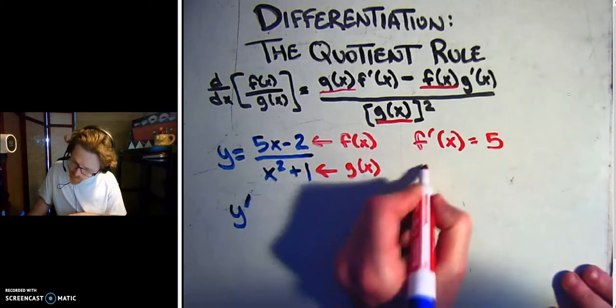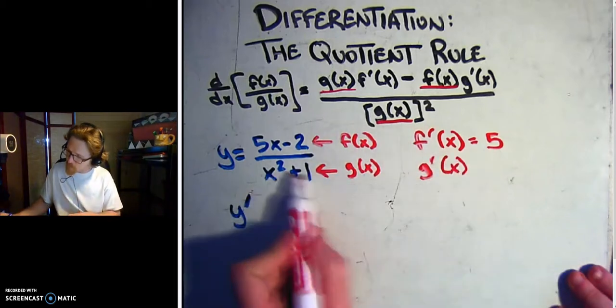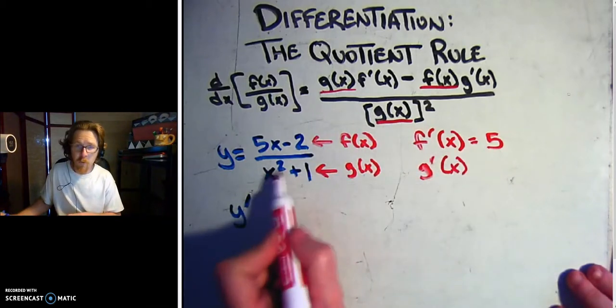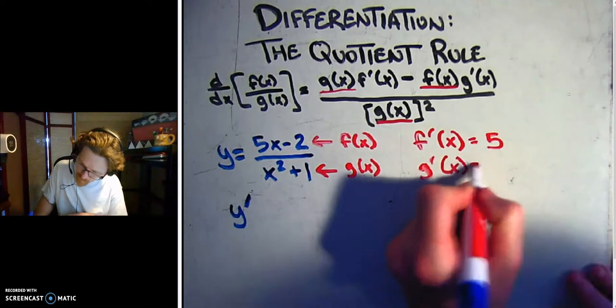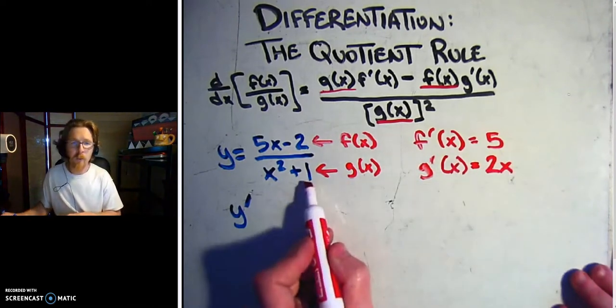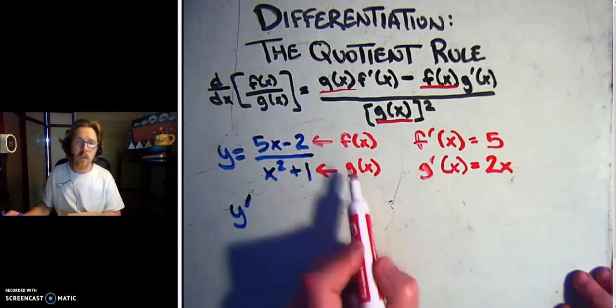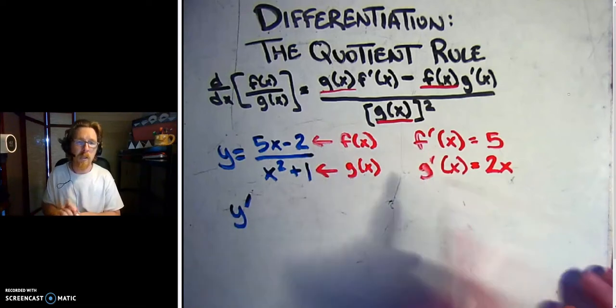Now let's look at g prime. g of x is x squared plus 1. There's a power rule here. The 2 comes down, and I end up with 2x to the first power, and then the derivative of a constant is 0 as well. So I have my f, my g, my f prime, and my g prime.